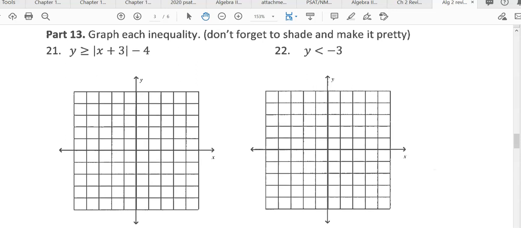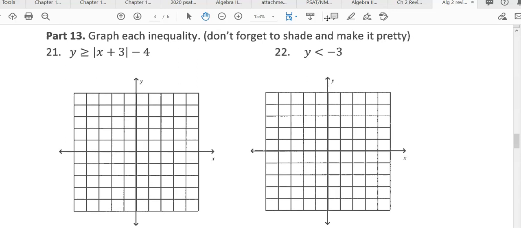We're almost there. Okay, last couple. We've got to shade these things, graph them. So this goes to the left 3 and down 4. One way of doing this is just start with that point, right? So left 3, down 1, 2, 3, 4. You could have graphed the parent graph and moved every point. This one's kind of straightforward though.